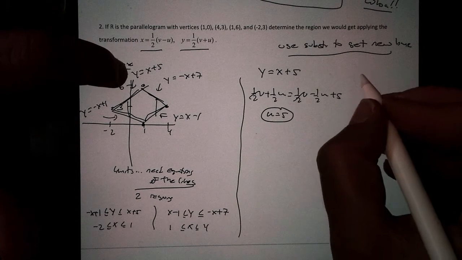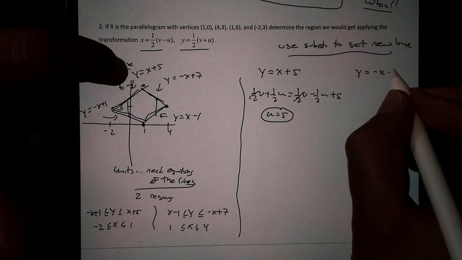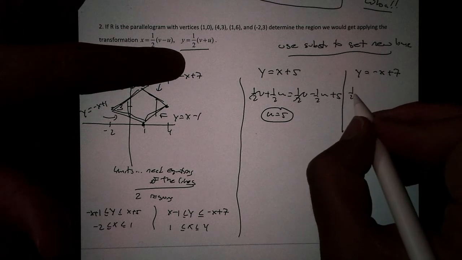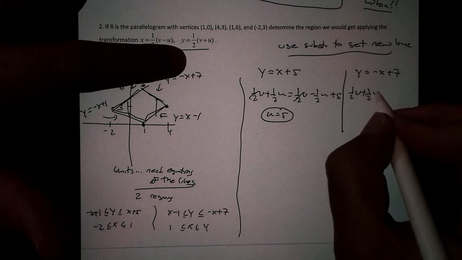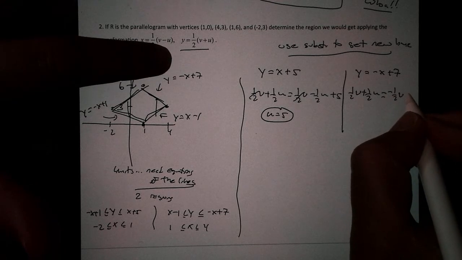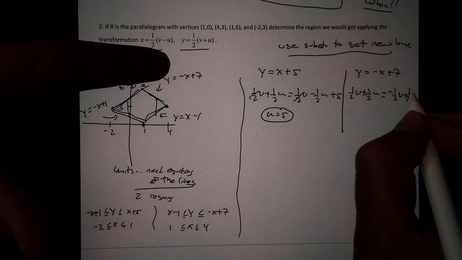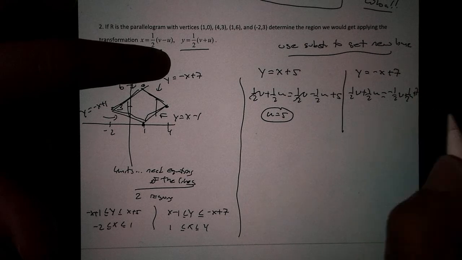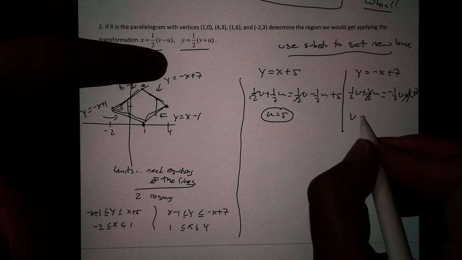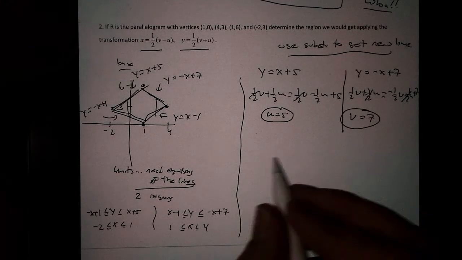My next one, let's do y equals negative x plus 7. All right, substitute in y: 1/2 v plus 1/2 u equals negative 1/2 v, be careful, plus 1/2 u, plus 7. So again, here the u's cancel, and we get v equals 7. That's going to be our horizontal line.